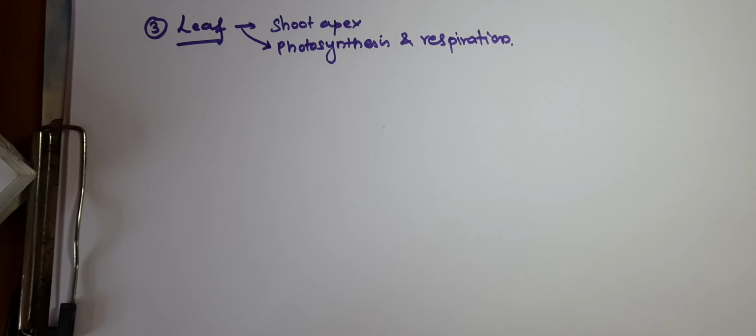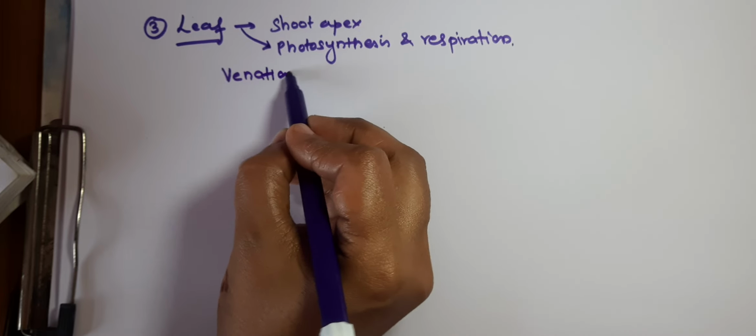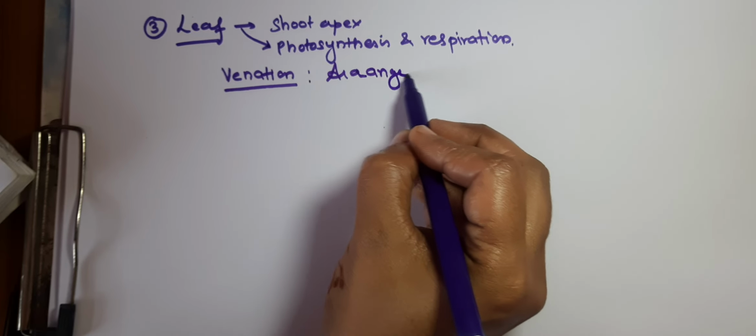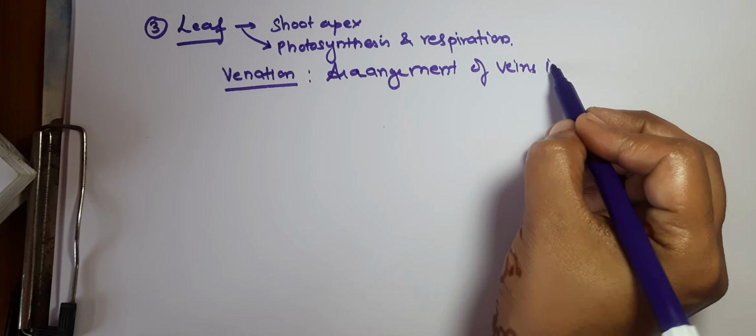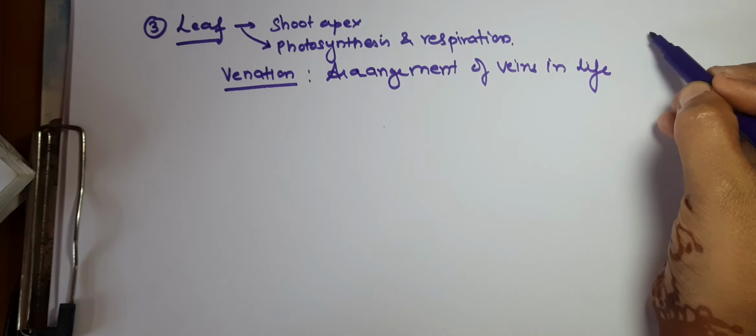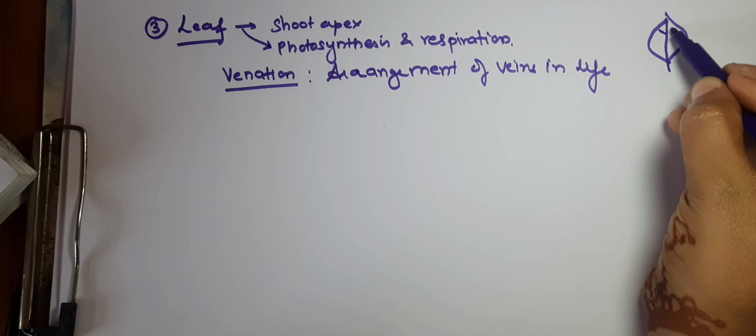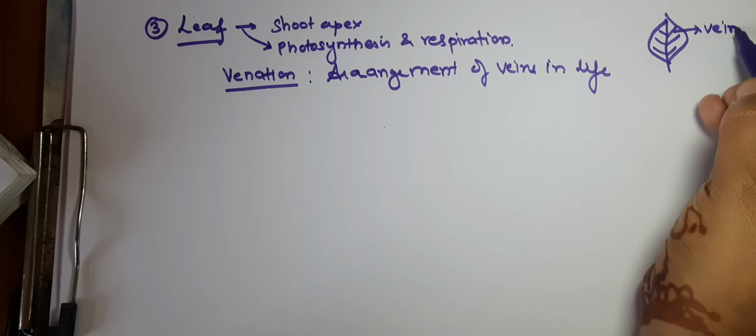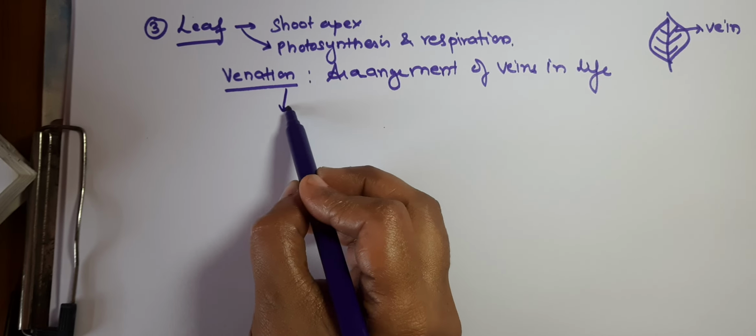The leaf will have, student, the venation. What do you mean by venation? Venation is known as the arrangement of veins in leaves. You have observed this kind of leaf; this is the leaf, then this is the vein. How these veins are arranged, this pattern is known as venation. Based on the venation pattern, there are two kinds of vein arrangement in the leaf.